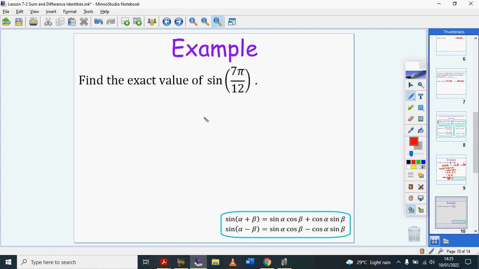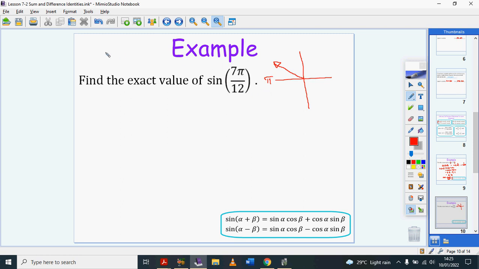Alright, find the exact value of sine 7 pi over 12. I need to figure out what 7 pi over 12 is, because it is an angle in the second quadrant. It's somewhere here, right? Because it's not 12 pi over 12. This is pi. 12 pi over 12 would be pi.